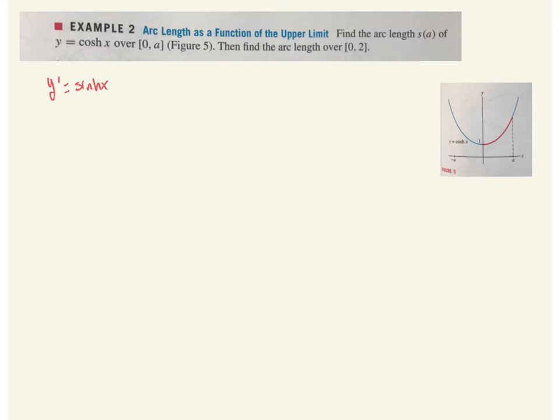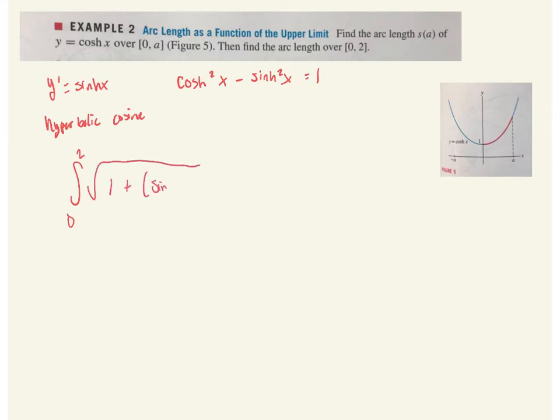Okay. And another important thing to note, similar to our Pythagorean identity, we have cosh squared x minus sinh squared x equals 1. So that's just a little bit of background knowledge that we do need to know about our hyperbolic trig. In this case, we're looking at a hyperbolic cosine. So we still set things up exactly the same way. We have our integral from 0 to 2 of the square root of 1 plus sinh squared x dx.